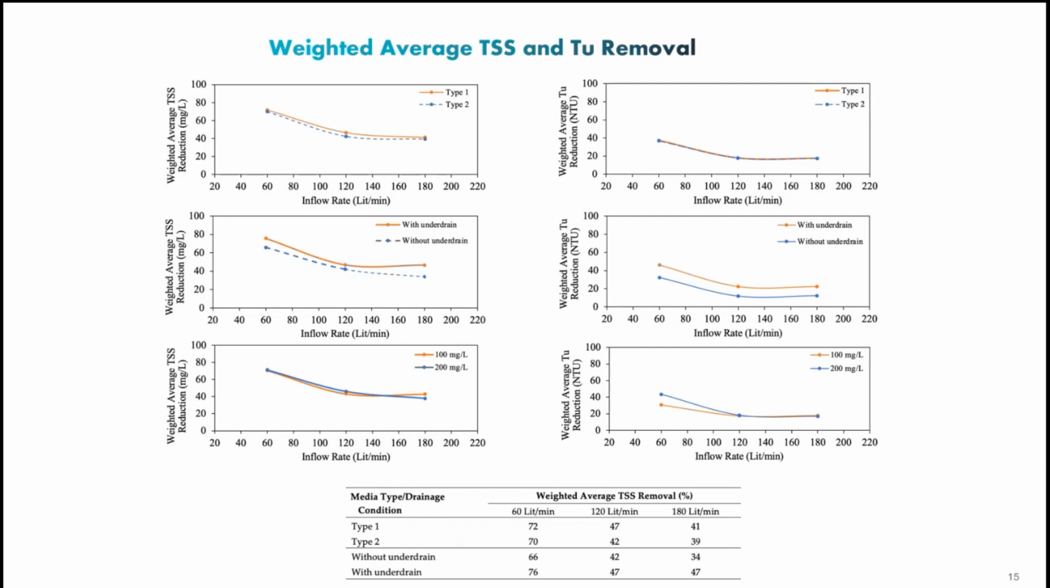The summary of the result is also, just if you're interested, summarized in the table below. So we see for type 1 and type 2, for 60 liters per minute, from 70 to 72% reduction, all the way down to 41 to 39% reduction in TSS removal. With and without the under drain, from 67 to 76, 66, 76, all the way down to 34, 47 reduction. Next slide, please.